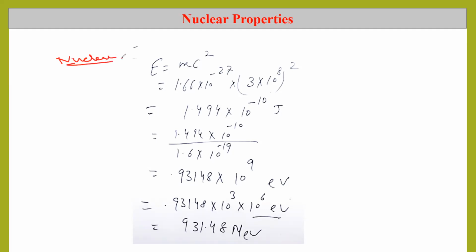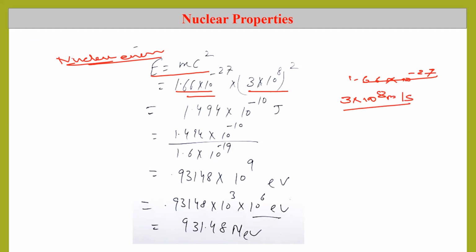Nuclear energy is equal to mc square. According to Einstein's equation, energy is equal to mass into the velocity of light squared. We know the mass is 1.66 into 10 raised to the power minus 27 kilogram. We will put the value here, and also the velocity of light, that is 3 into 10 raised to the power 8 meter per second. We will calculate. First it will come in joule, then we will convert it into electron volt or mega electron volt.